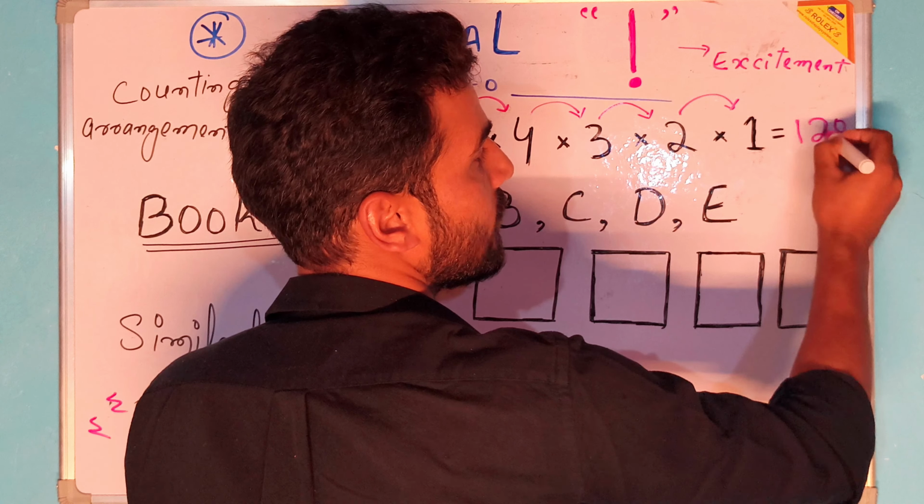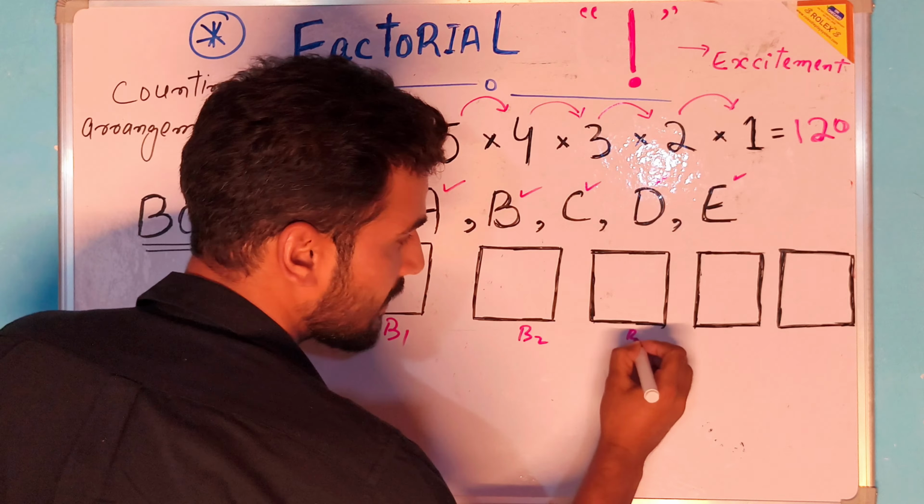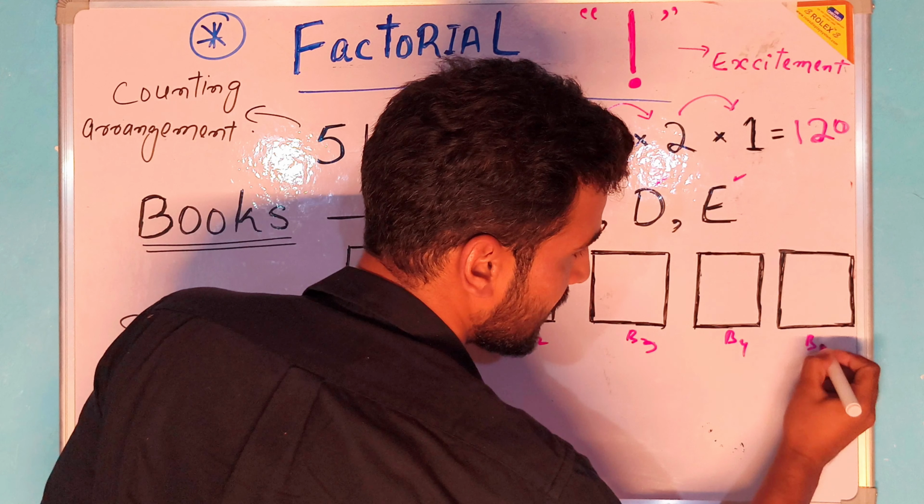But what is this 120, and how can we connect this concept with real life? Let us suppose that we take an example of a number of books. Let us suppose that we have 5 books: Book A, Book B, Book C, Book D, and Book E. Now we are to arrange these 5 books in 5 boxes. Let us suppose that this is box number 1, this is box number 2, this is box number 3, this is box number 4, and this is box number 5.